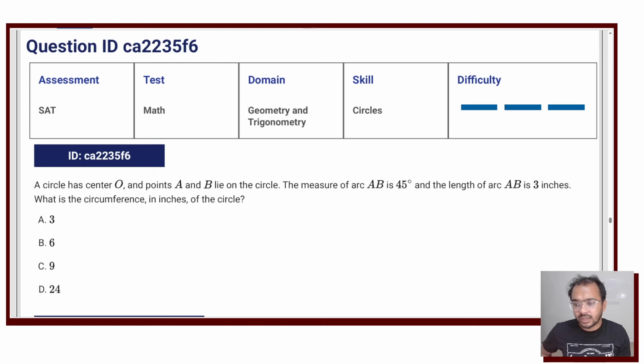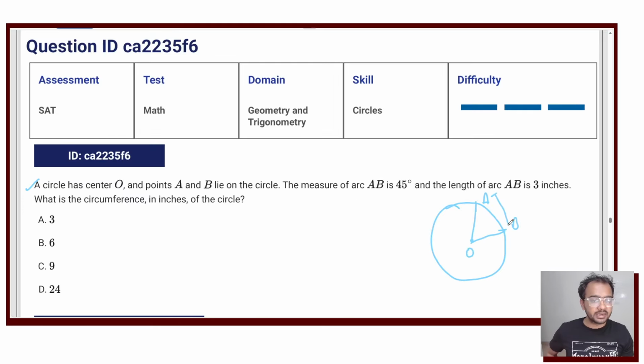Now we have a circle having central coordinate O, and points A and B lie on the circle. The measure of arc AB is 45. So let's try to draw the circle. How will it look? The points A and B will be like this, as they're making an angle of 45, and the center is O.